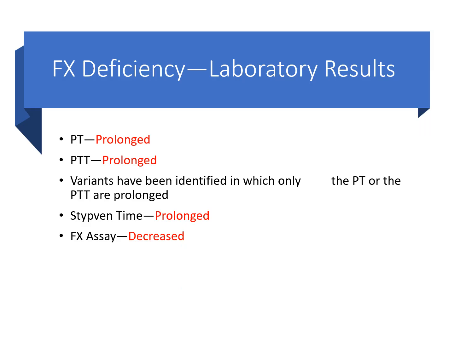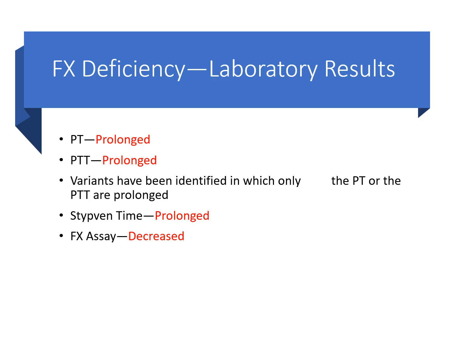Laboratory results for patients with factor 10 deficiencies may look like this. There may be a PT prolongation and a PTT prolongation. Now, if you think about it, factor 10 is right at the very beginning of the common pathway. However, there are some variants that have been identified in only one pathway, where either the PTT or the PT is prolonged. So there are variants, but for the most part, what we would expect to find are prolonged PT and PTT.